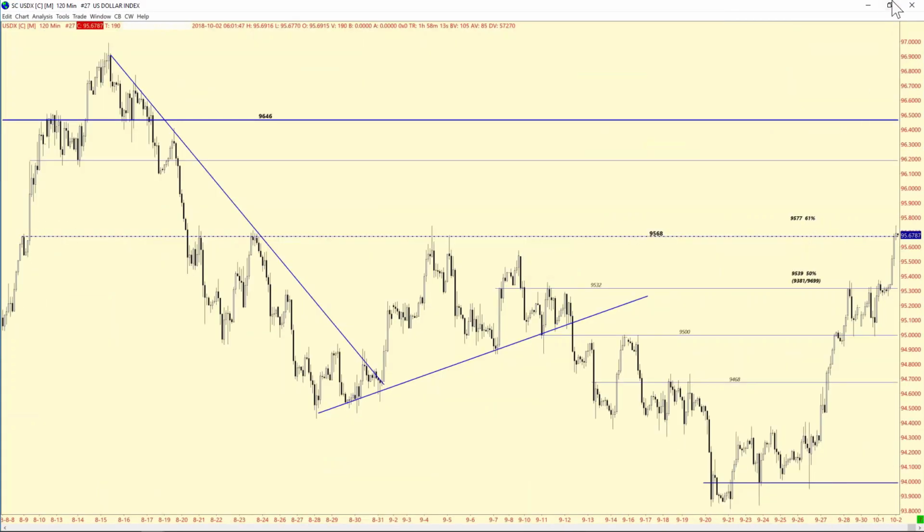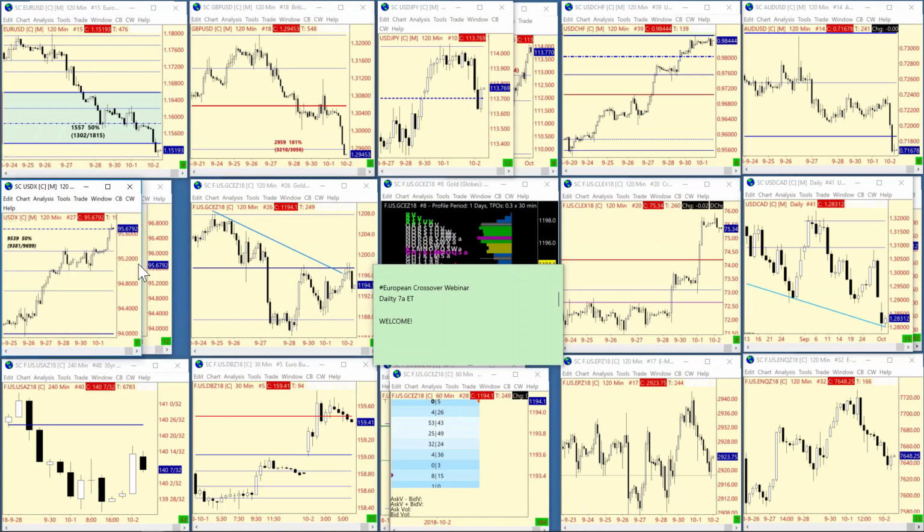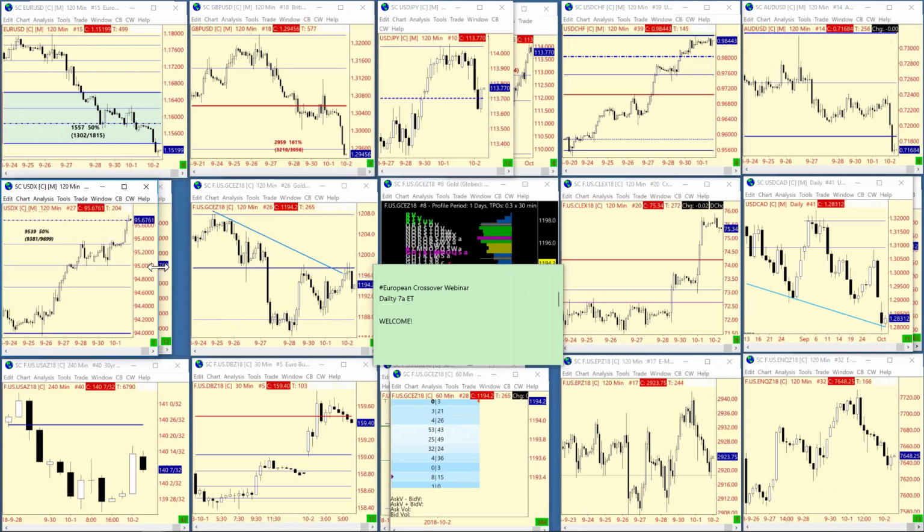We also have the 61%. News will move a market. We use the technical levels to assess or determine where our risk is. And we're going to move this out of the way.